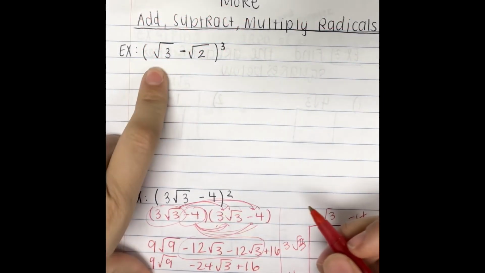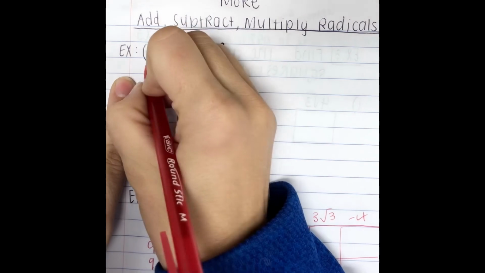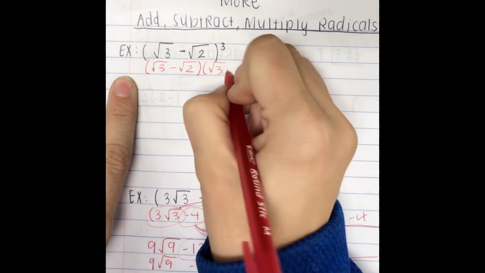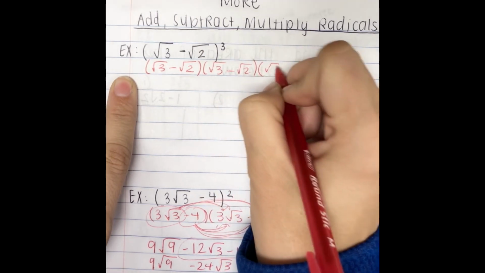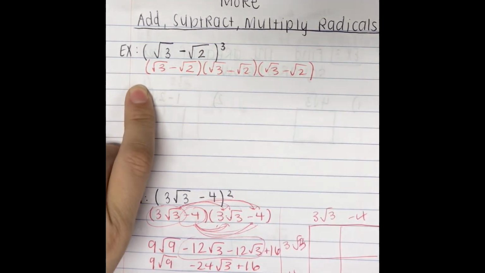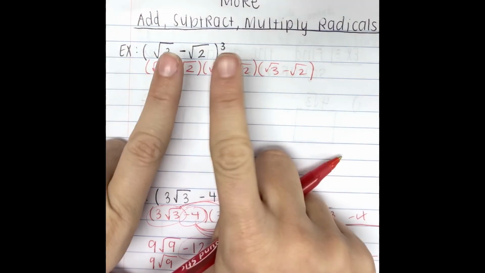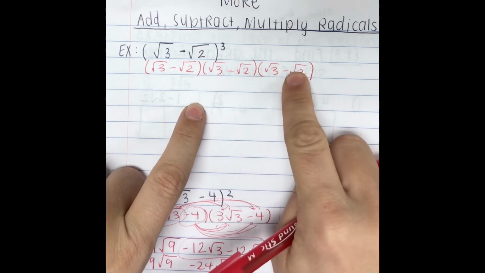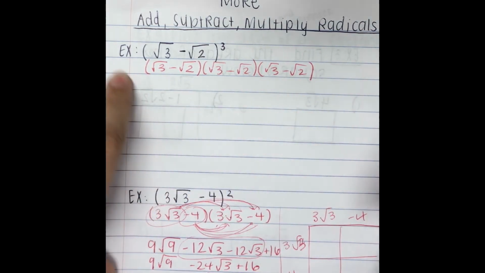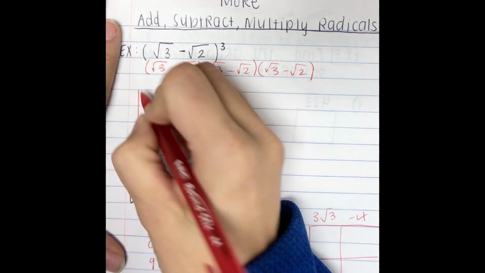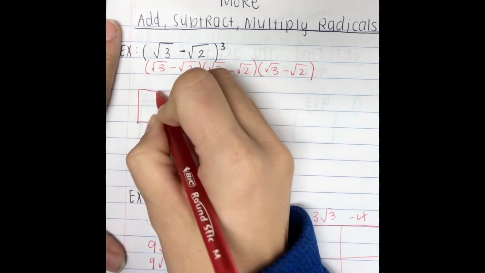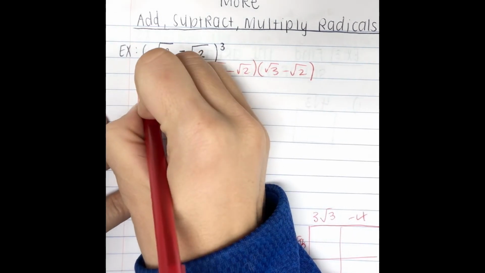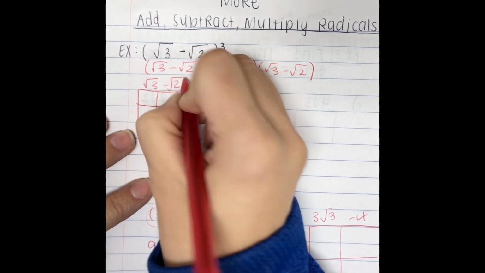When it's cubed, raised to the third power, that means you have 3 identical ones. So what you're gonna do is combine 2 at a time. Take your first 2, combine them, then take that answer and combine it with the third one. So you can do the box method for this, or you can do the distribution method. Either way works. We did distribution last time, so we'll do box this time.